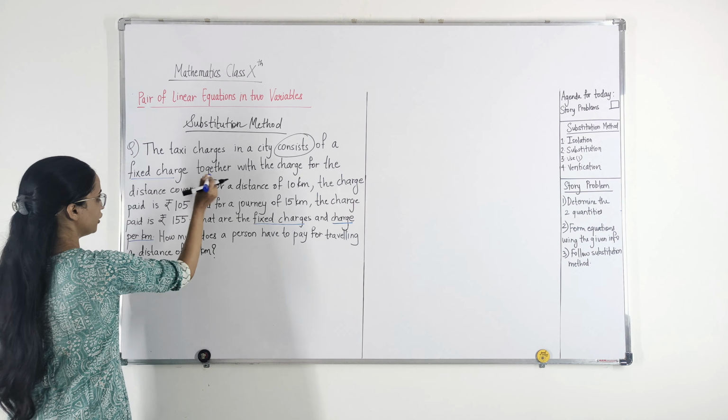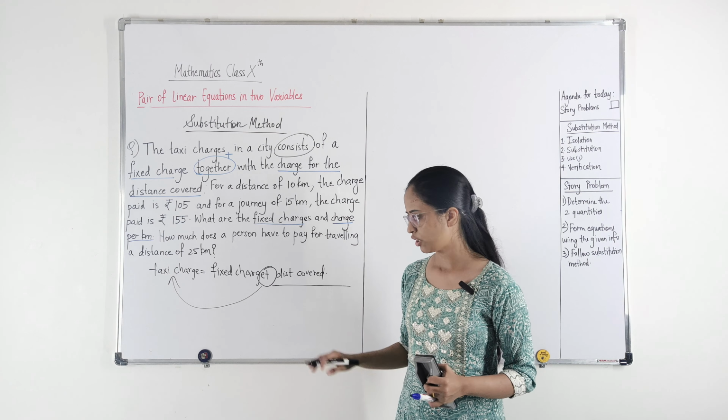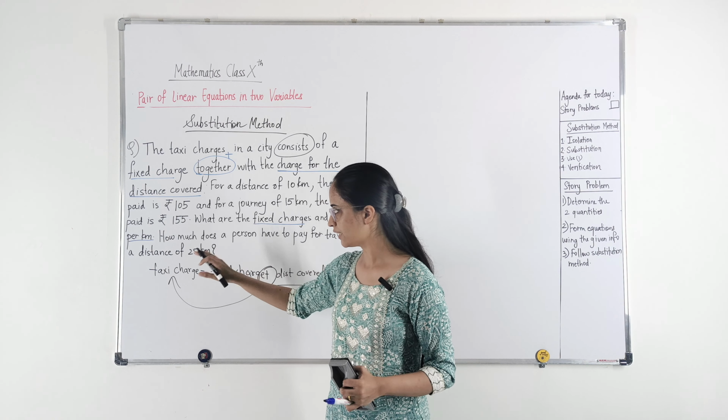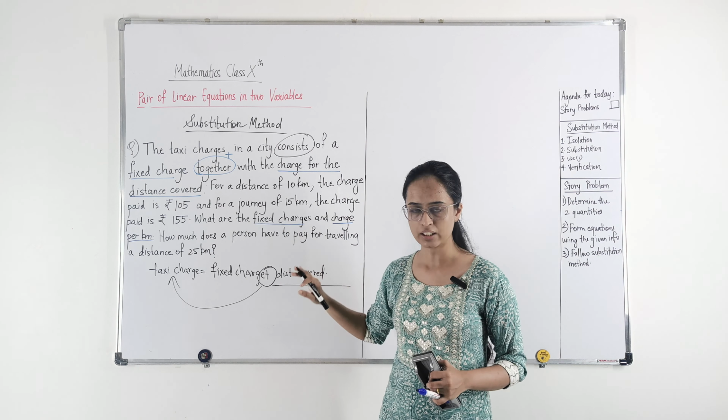One is how much distance you're going to travel. Depending upon that, some charge is there. And there is one more charge which is a fixed charge. Now that fixed charge is the same for everyone. So along with the charge for the distance covered, there is some fixed charge, and when you add them, you would get the taxi charge. So this is how the taxi charge in this problem is used.